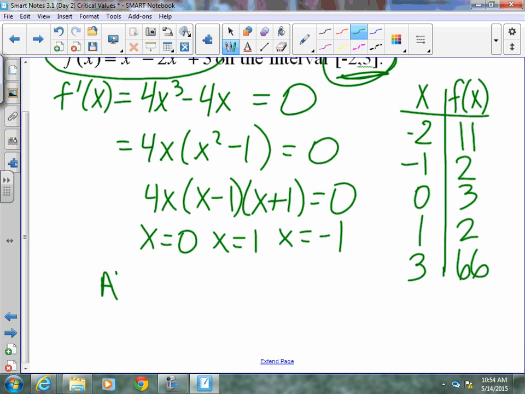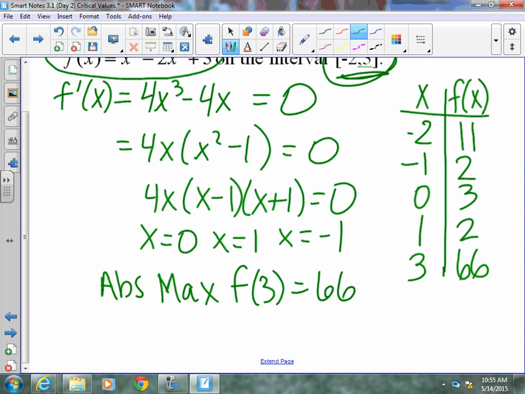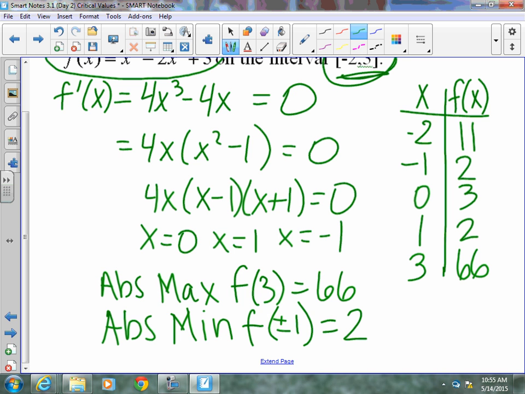So, our absolute max is at f of 3 equals 66 because it is our highest y value. Our absolute min is at f of plus or minus 1 because they're both 2. So if they want the location of the max, it would be 3, location of the min plus or minus 1, but if they want the maximum value, it's 66. And the absolute minimum value is 2.